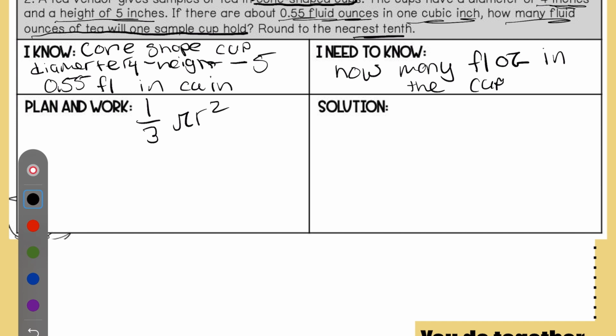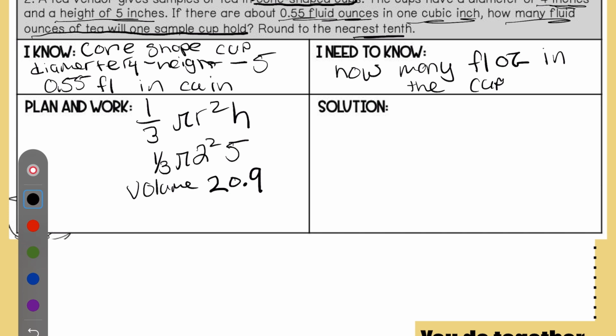So we need to go ahead and find our volume, which our formula for volume is 1/3 times pi r squared times the height. So we can just plug that in. We know our diameter is 4, so our radius is going to be 2. So we'll have 1/3 pi 2 squared times our height of 5. When we plug that all into the calculator, we should get a volume of 20.9.